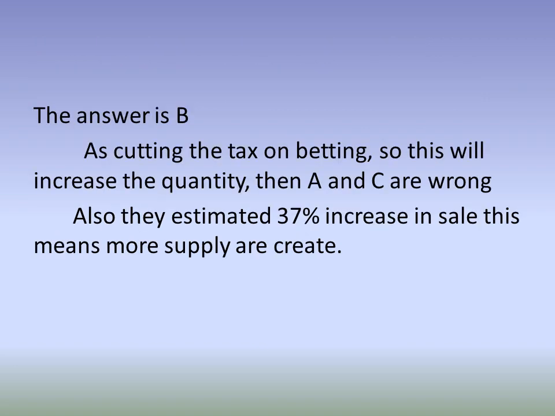Did you get the right answer? The answer is B, as cutting the tax on betting will increase the quantity, so A and C are wrong. Also, they estimate a 37% increase in sales. This means more supply is created.